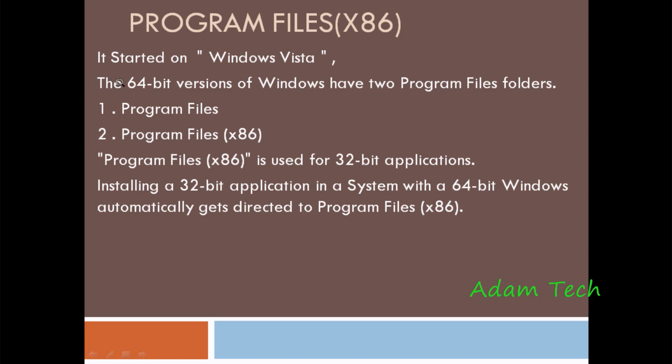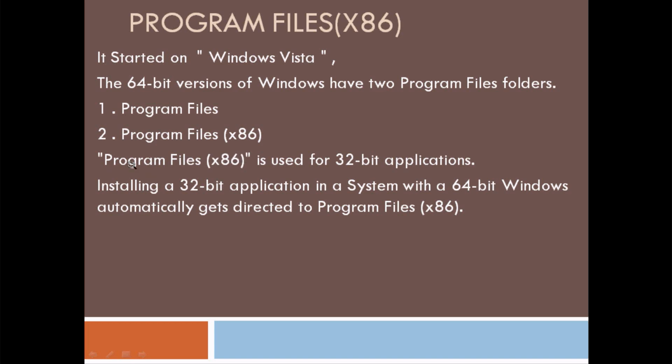The 64-bit version of Windows has two Program Files folders. The first is Program Files and the next is Program Files (x86). Program Files (x86) is used for 32-bit applications. So if an application is 32-bit, that application is stored in the Program Files (x86) folder.